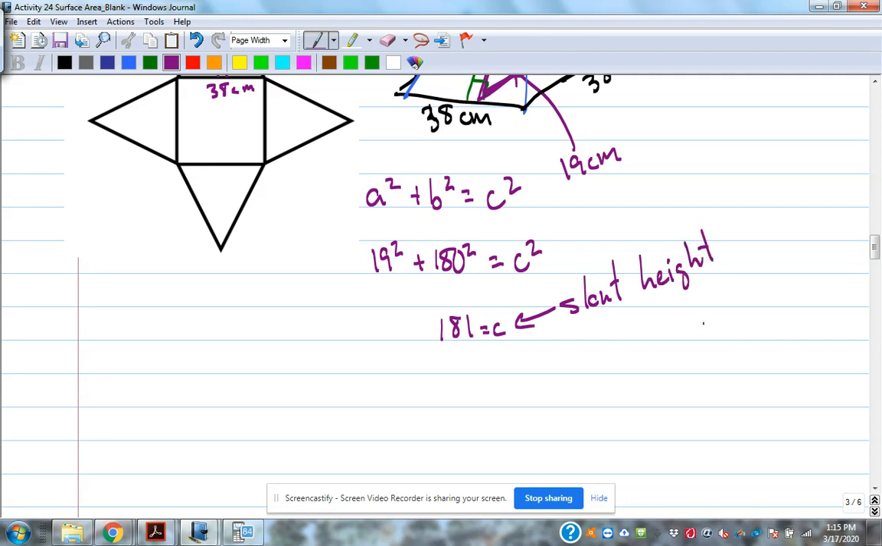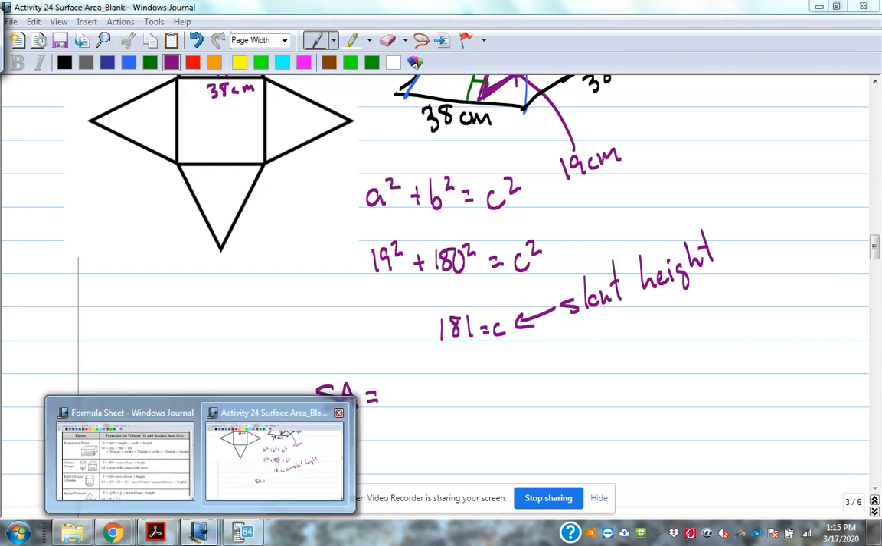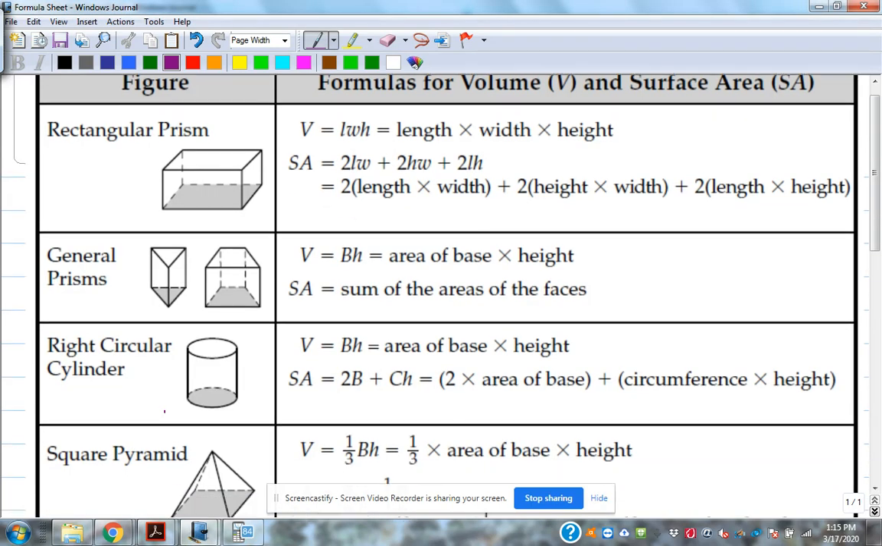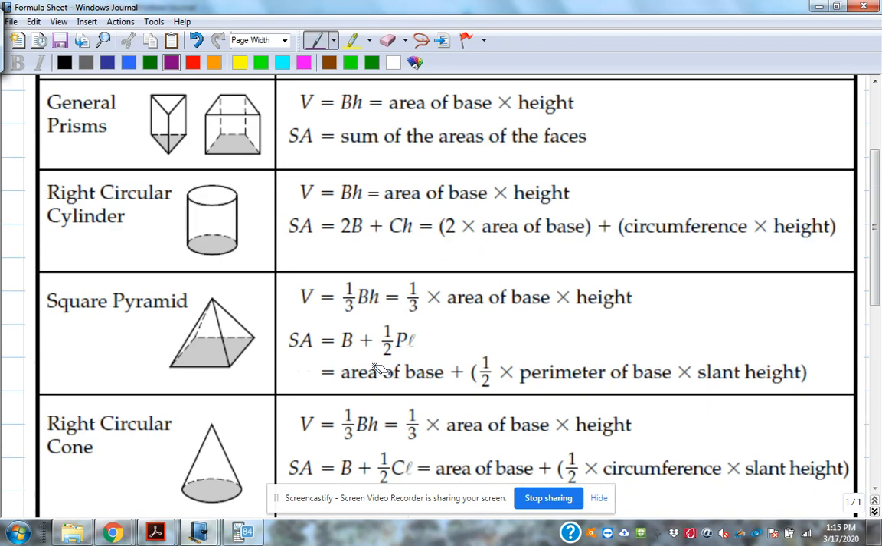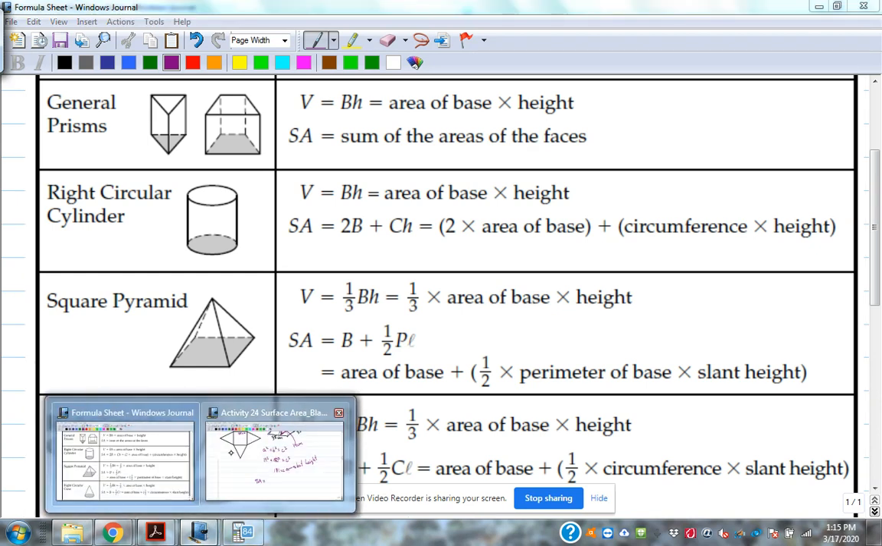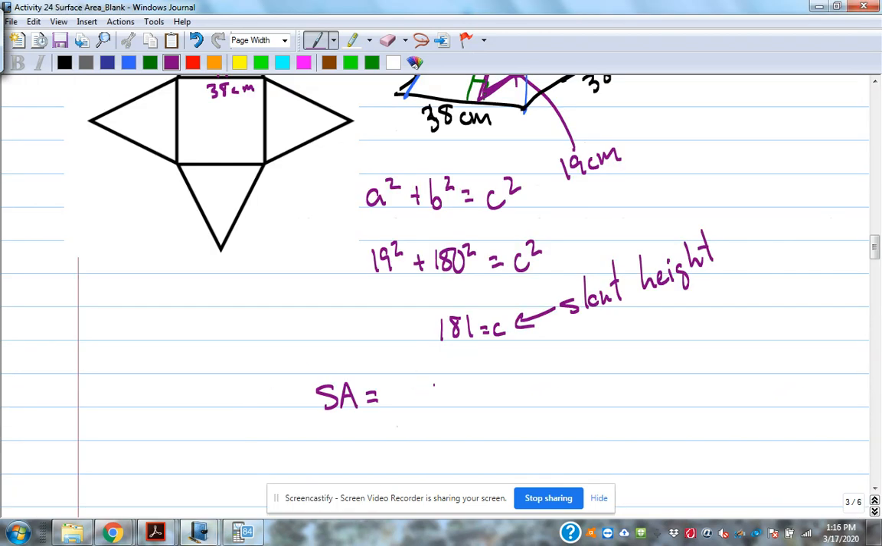All right. So the surface area, if you go to your reference sheet for a square pyramid, to find the surface area, it says the area of the base plus 1/2 of the perimeter of the base times the slant height. Okay. So that's how I'm going to set up here. Area of the base area plus 1/2 perimeter times slant.